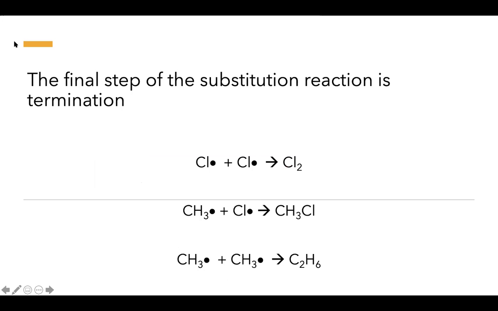And the final step of the substitution reaction is termination. And in termination, this is where the radical recombines with another radical species to form molecules, and they are removed from the reaction mixture. So as we can see, we have two chlorine radicals that are forming together to have Cl2. We're having CH3 radical and a chlorine radical coming together, and so on and so forth. And these will be extracted from the reaction mixture once you're done with the process.